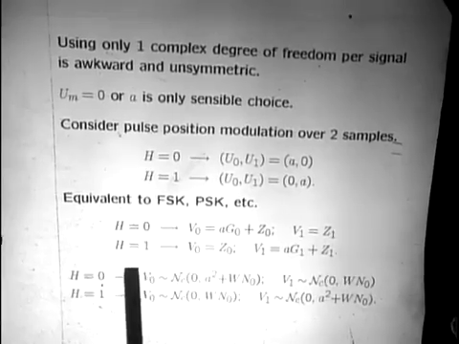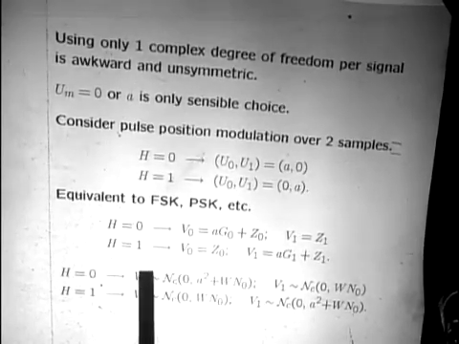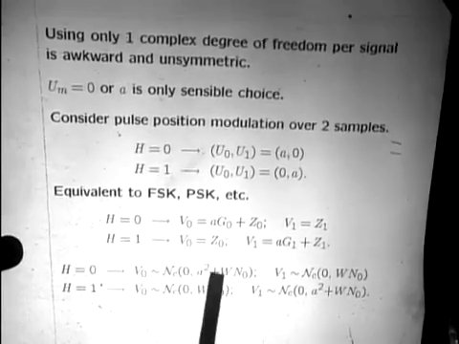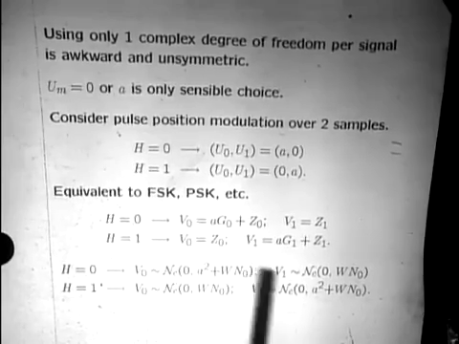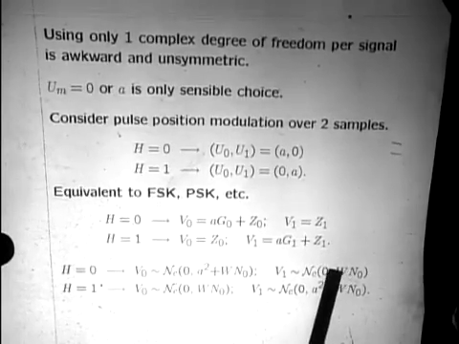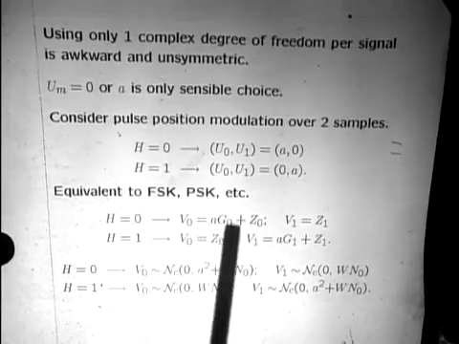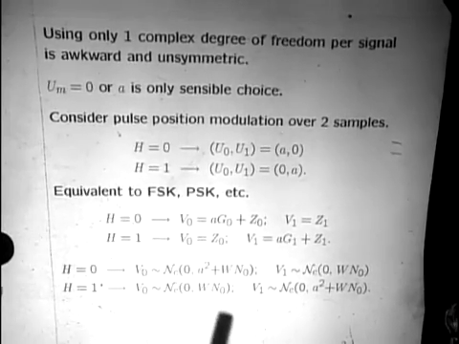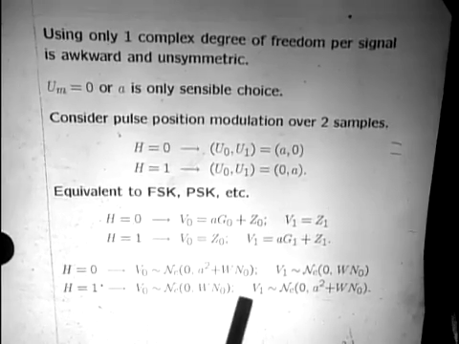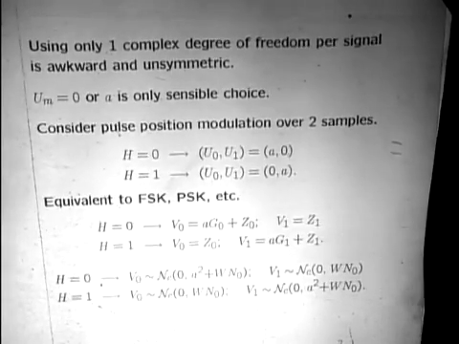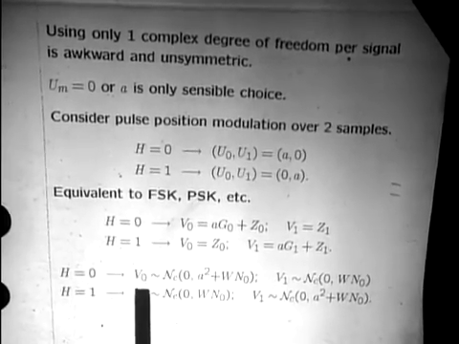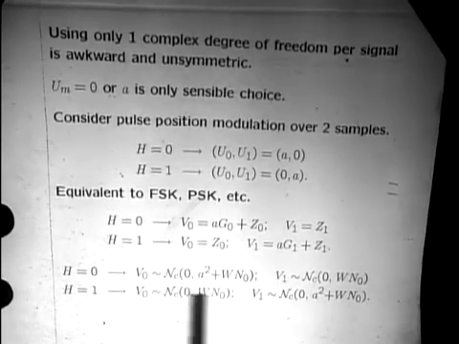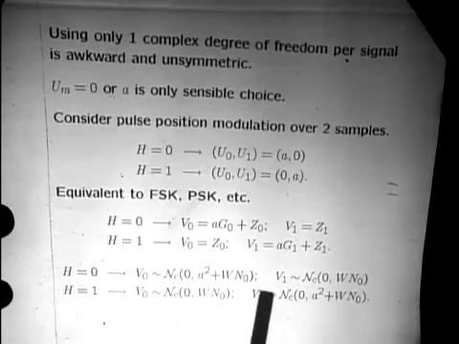Alternatively, if we're sending the second symbol, which means we put our energy into the second degree of freedom, then V0 is just going to be the noise, and the second output is going to be the signal plus the noise. And remember, both of these variables are complex Gaussian. The phase doesn't mean anything, so all we can use is simply the magnitude. Okay, so when we have hypothesis equal to 0, V0 is going to be a complex Gaussian random variable.